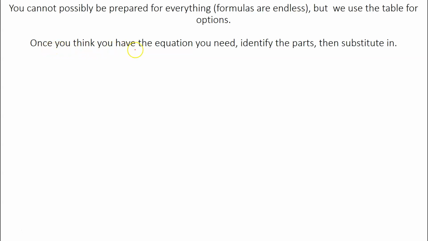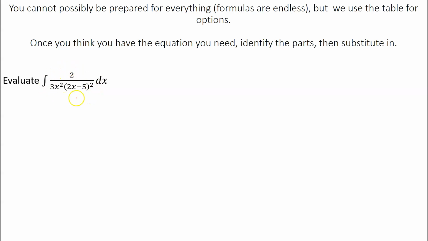The idea is that once you have the equation you need, you identify which type of integration you're doing, you identify the parts, and you just substitute in. It's kind of like finding a puzzle and then plugging the parts in, following a recipe. I like that probably as my best description. You're just following recipes. So I'll take this one here.